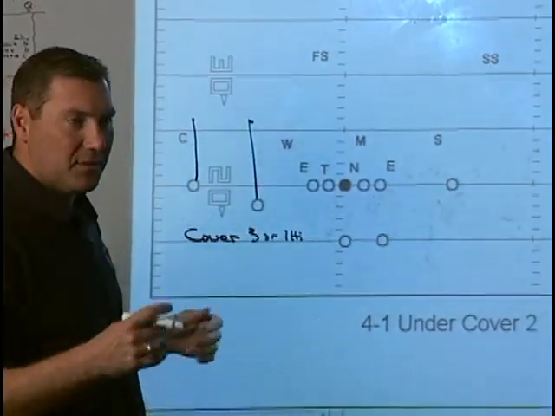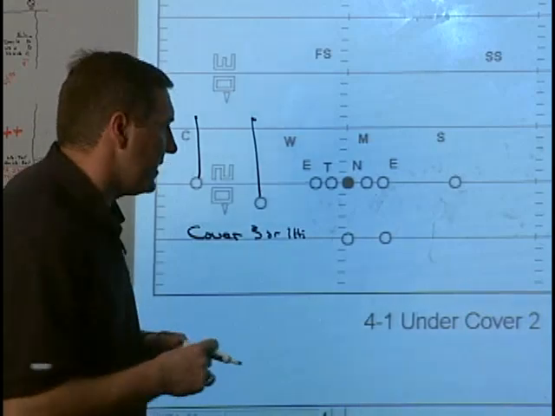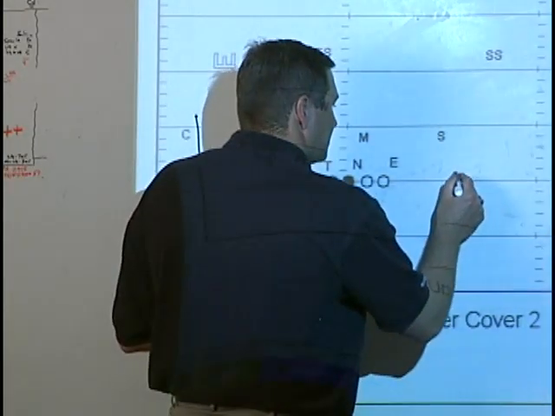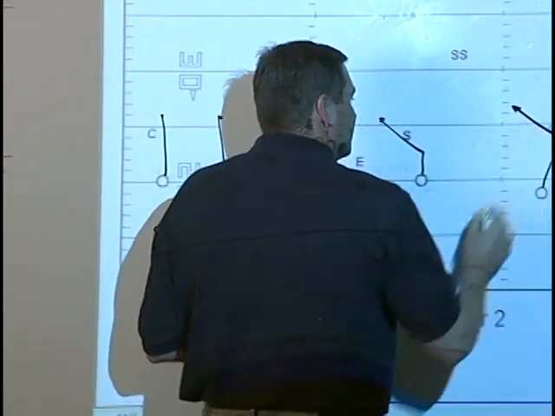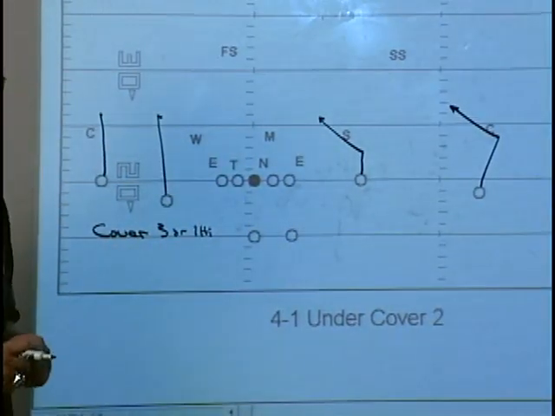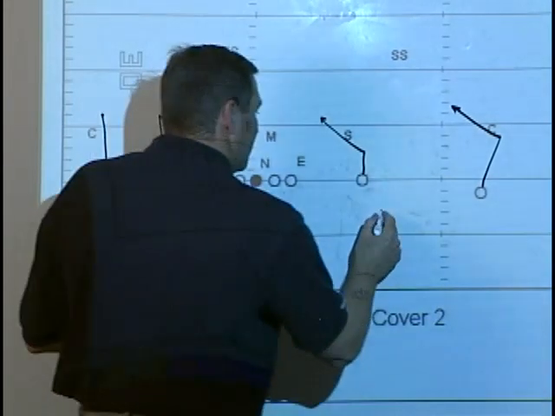Okay? Our other double concept that we would run at the same time with it would be our slants, where our inside receiver will run a 2-step slant and our outside receiver will run a 4-step slant. Okay?